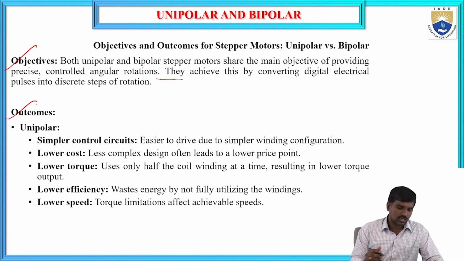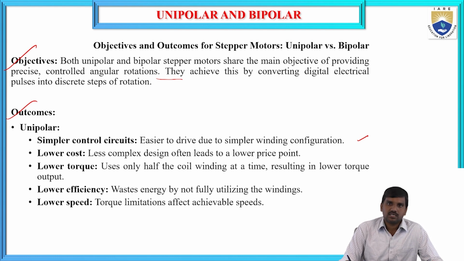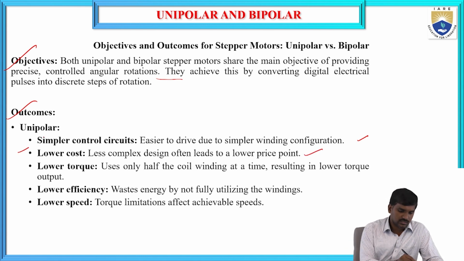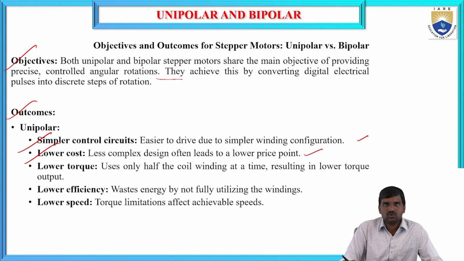Next, the outcomes for unipolar devices. It has simpler control circuits: it is easier to drive due to the simpler winding configuration. The second one is lower cost: the less complex design often leads to a lower price point. Next, lower torque, which is nothing but using only half of the coil winding at a time, resulting in a lower torque output.